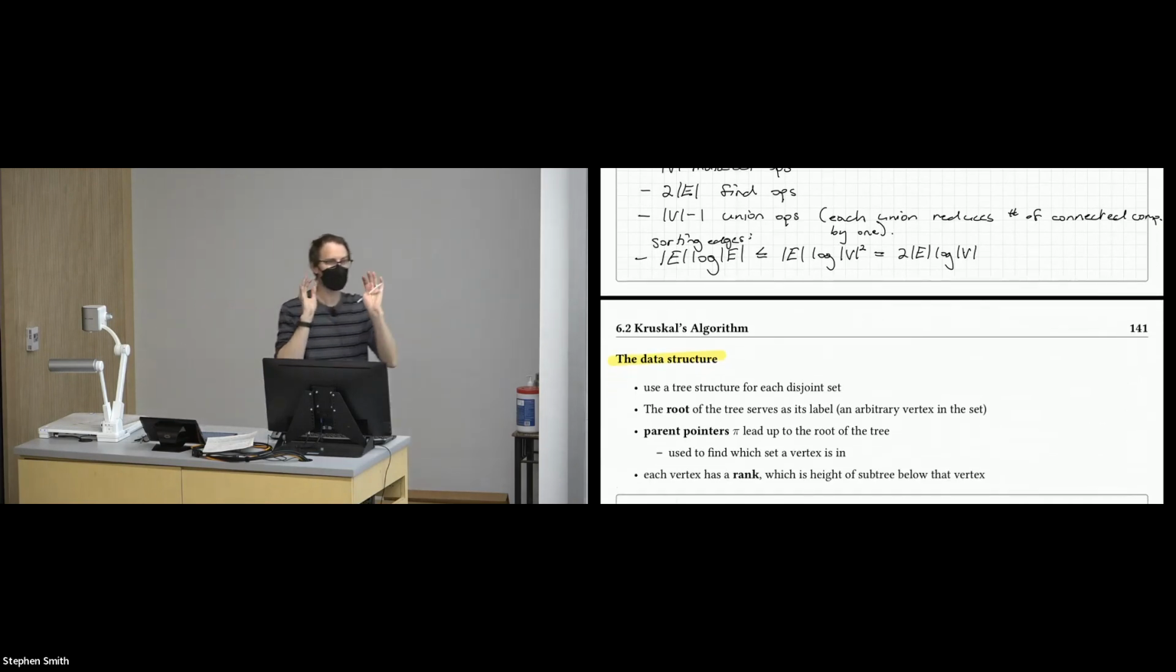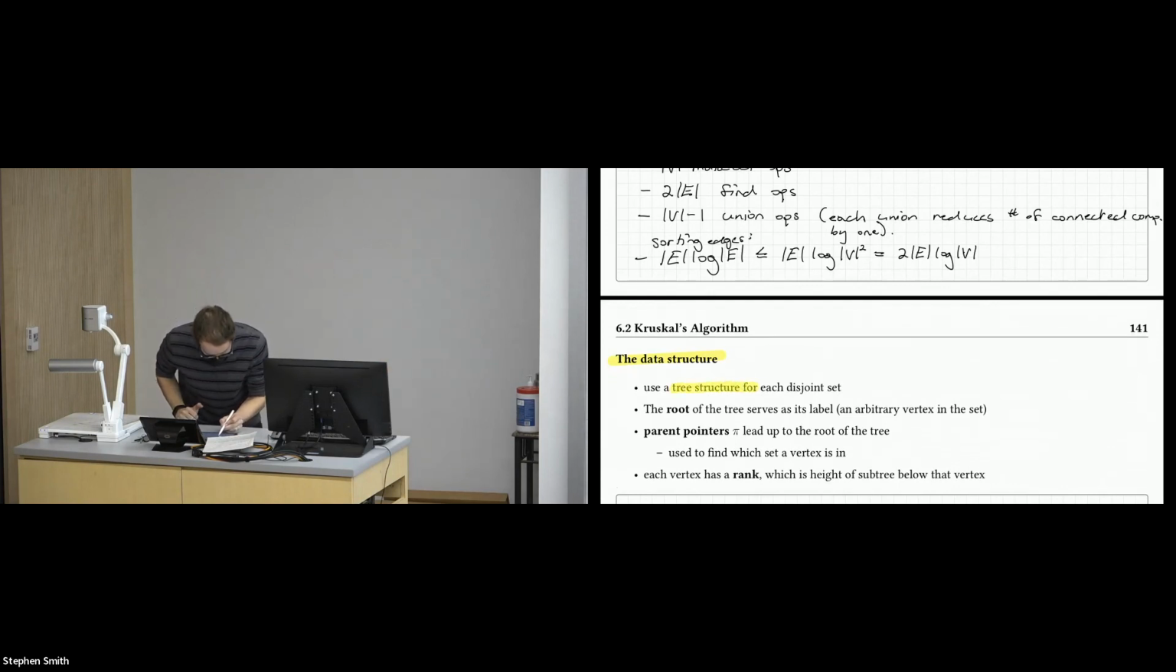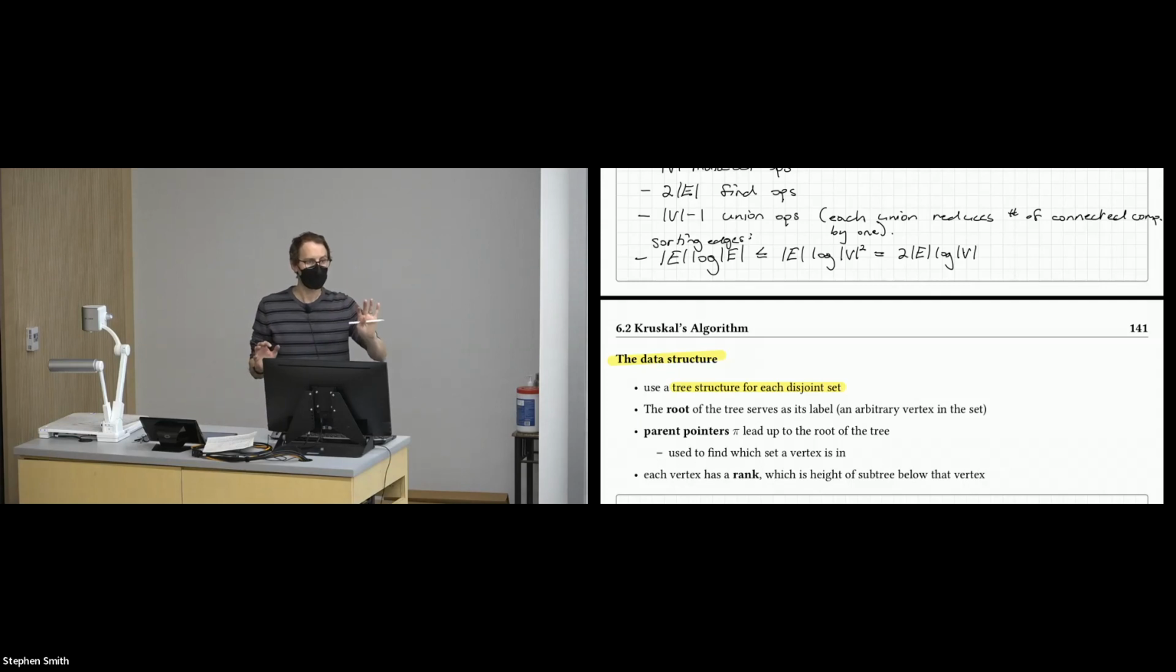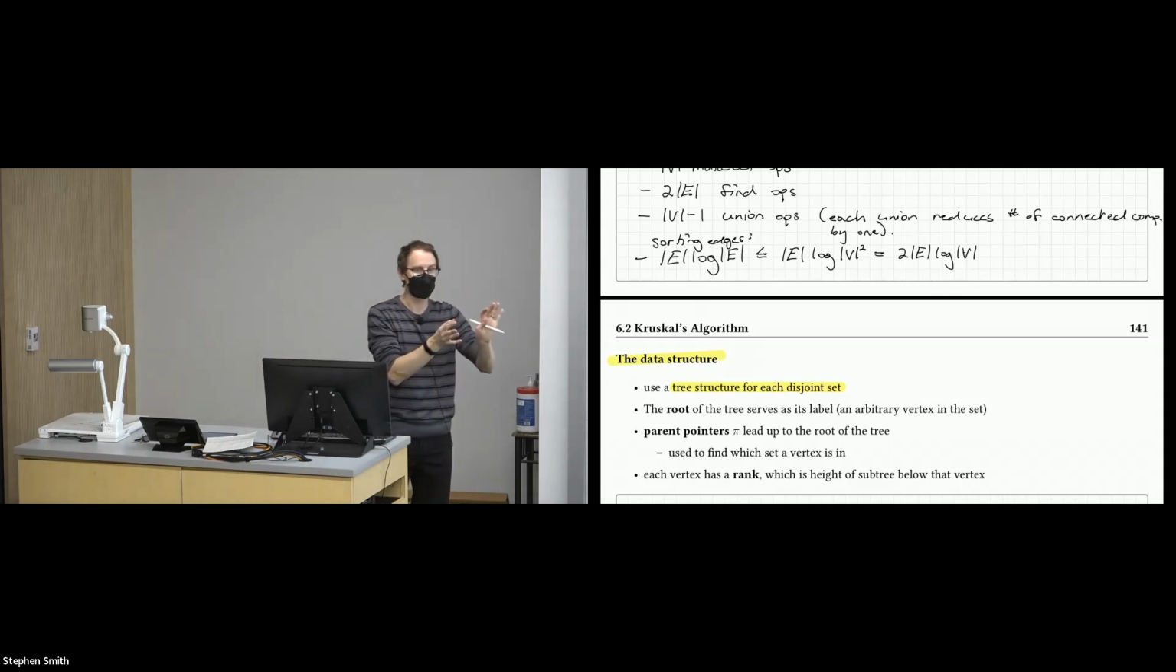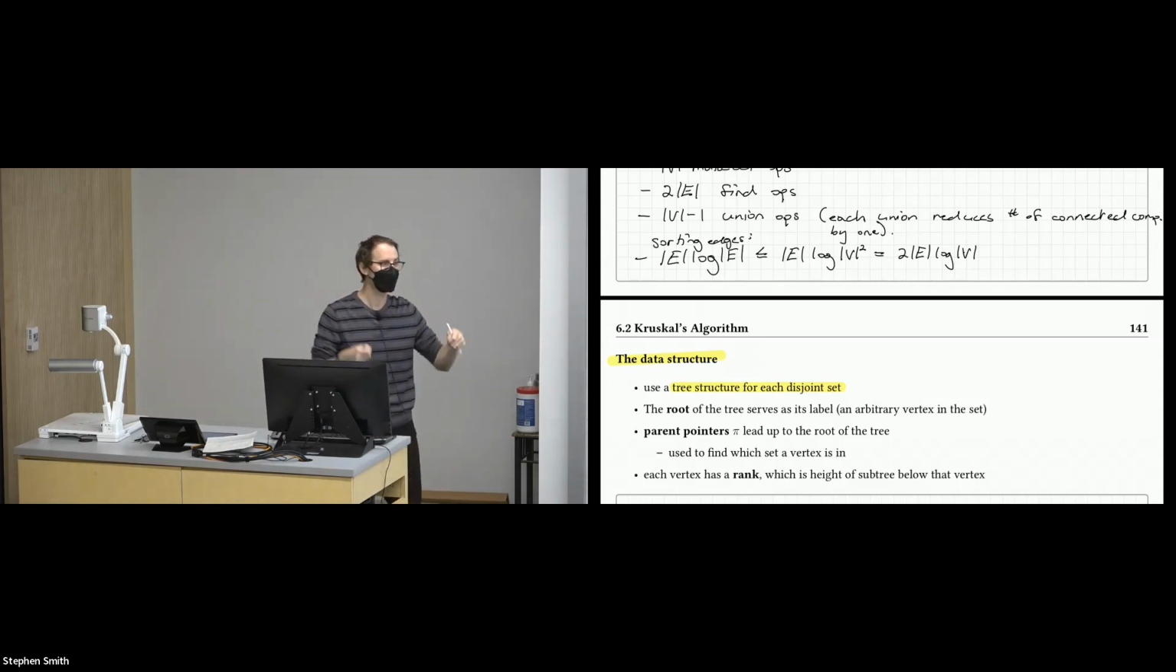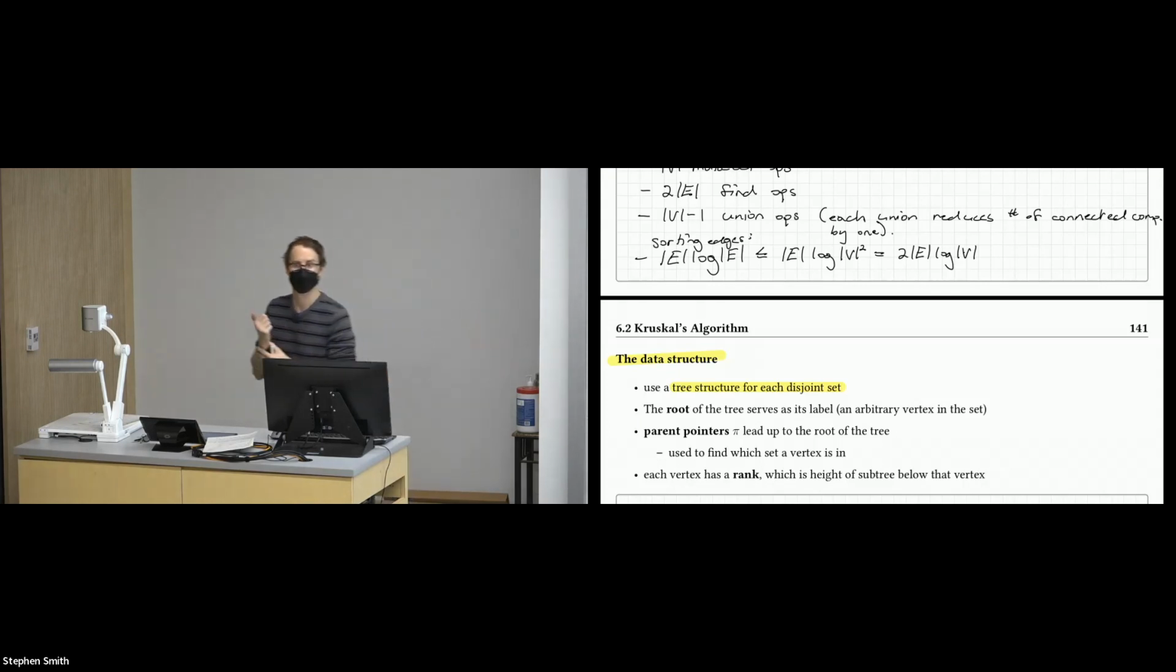So the terminology, I just want to clear something up at the very beginning. We use a tree structure for each disjoint set, but the tree structure in the data structure has nothing to do with the minimum spanning tree. Do you know what I'm saying? We're computing a tree, but the one that I'm using to keep track of my disjoint sets is totally different. So don't think about what I'm going to draw now as partial solutions. They're just a way to bookkeep what's in a connected component.